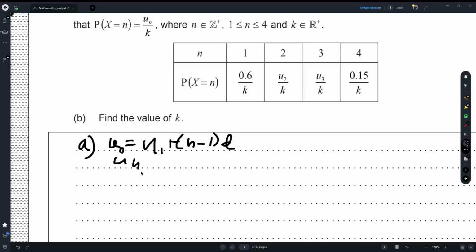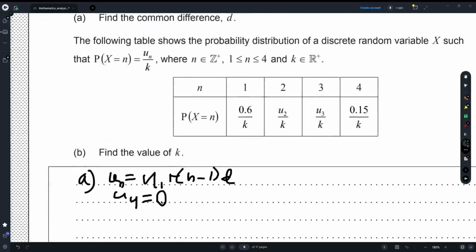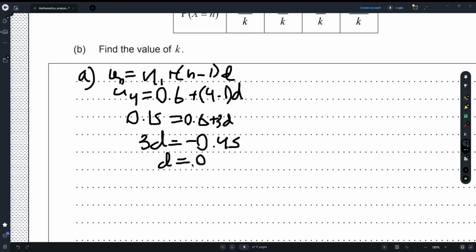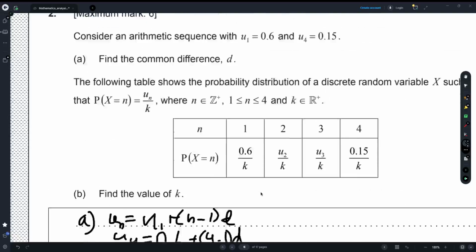So u4 is just going to be u1, which is 0.6, plus 4 minus 1 d, and we know that u4 is given as 0.15, plus 3d. Then 0.15 minus 0.6, you just get 3d equals minus 0.45. This is because you subtract from both sides, and simplifying, you just get d equals minus 0.15.